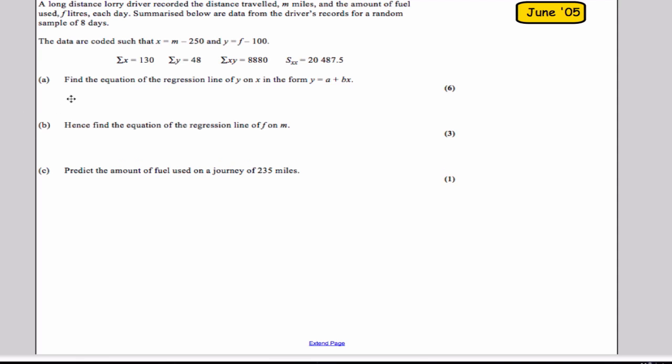Alright, so another occasion where we need to work out a and b. So let's start with b. In order to get b, I need Sxy and Sxx. So I need to get Sxy first, which is equal to the sum of xy minus the sum of x times the sum of y over n, which is 8. So let's bash that into the calculator.